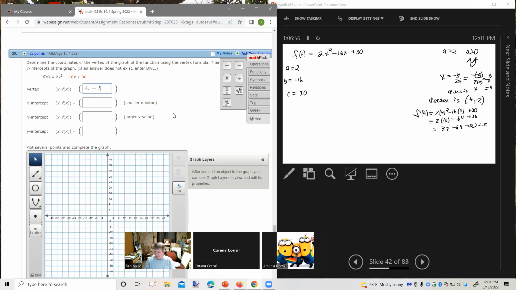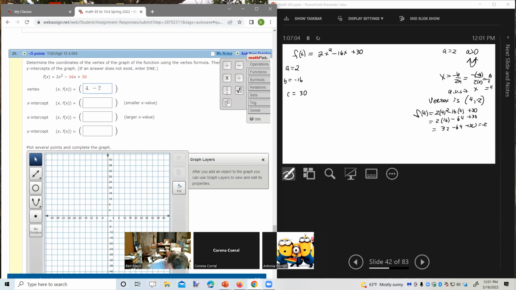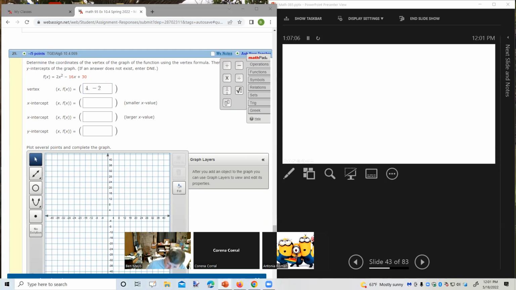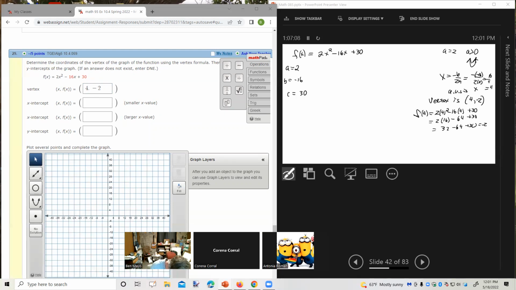So far, so good. Yes. All right. X-intercepts. To find the x-intercept, set y equal to 0. Oops. Every time I push down too hard, it goes to the next screen.